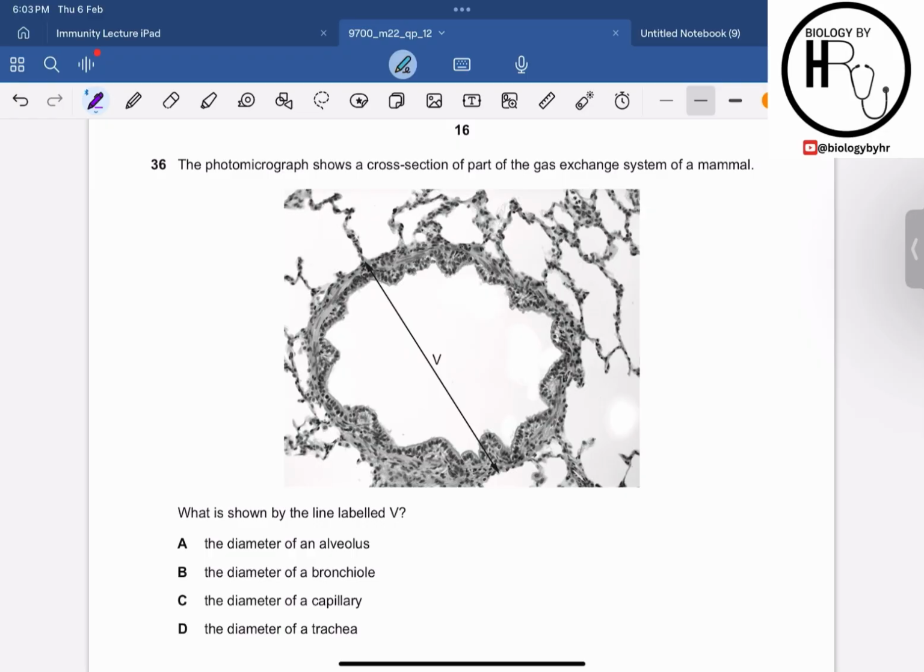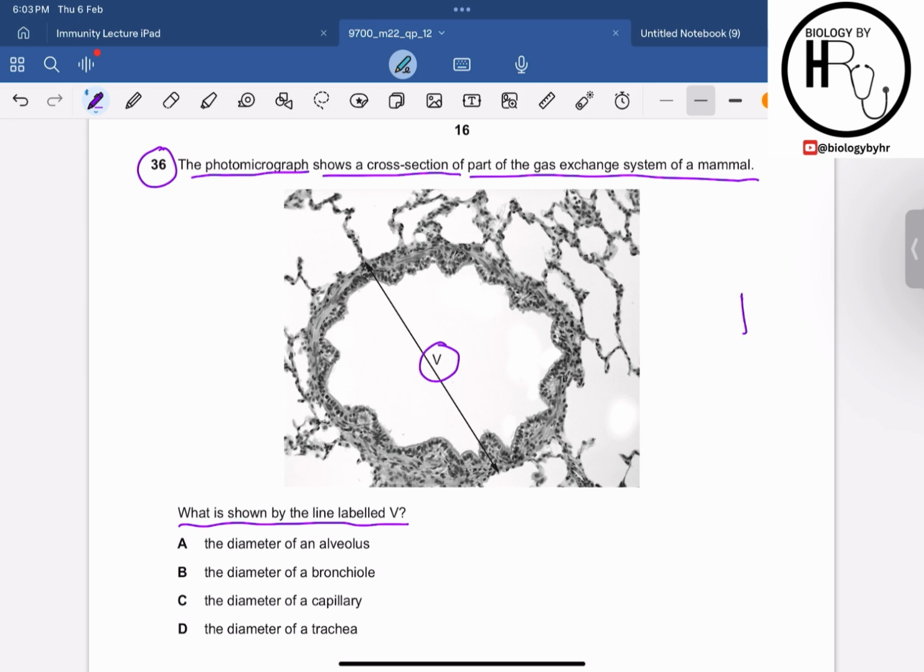Alright, so now let's have a look at question number 36 over here. It says that the photomicrograph shows a cross section of part of a gas exchange system of a mammal. What is shown by the line labeled V? So over here you must know the knowledge of the photomicrographs. You must know how to identify the photomicrograph.